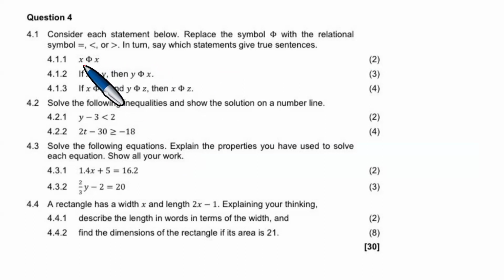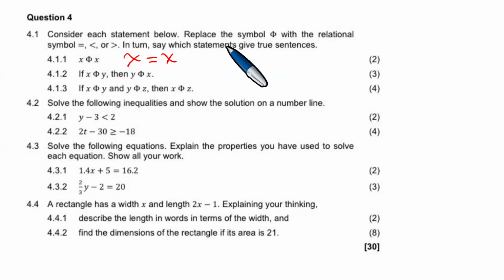For example, in 4.1.1, we have the symbol phi that has been used: x phi x. Now, if we're to use the equality, the less than symbol or the greater than symbol, we need to see that the symbol that is applicable here is the equal to symbol, so that x is equal to x, because x can only be equal to itself, but x cannot be less than itself. X is not less than itself, so any number is equal to itself.